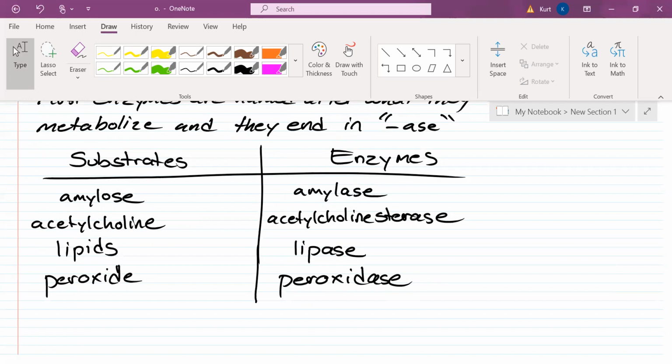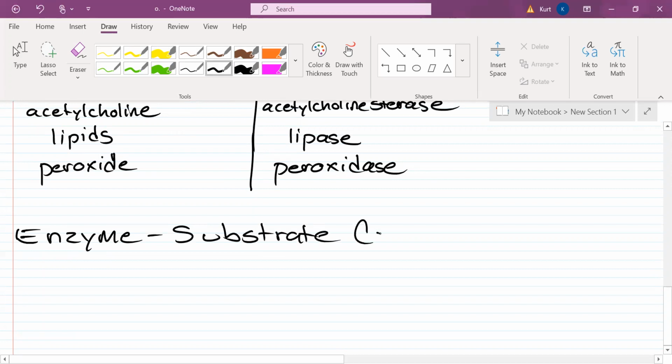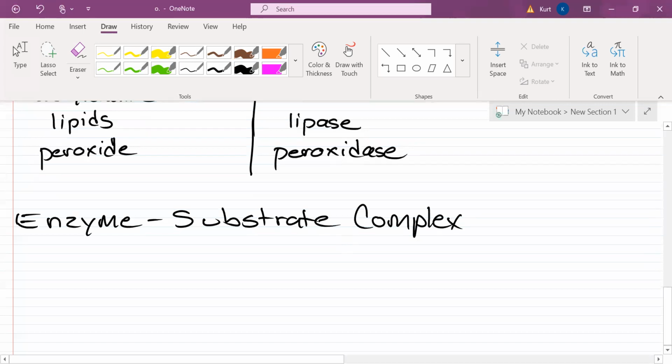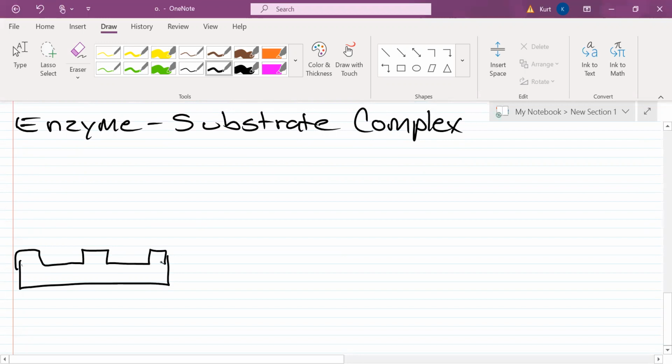Now, the next thing I would like to go over with you all is an enzyme substrate complex. What happens when the enzyme and the substrate actually come together? Okay, well, I'm going to do a lot of drawing here. So here we go. Let's say that is my enzyme. It is that specific shape. The area where a substrate connects with an enzyme, like Legos, is called the active site.